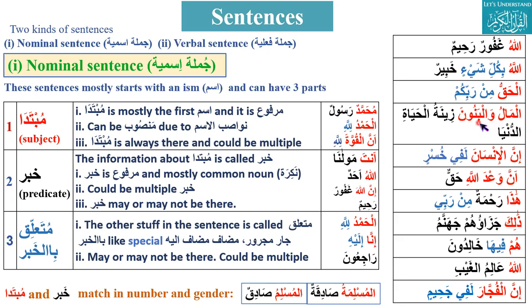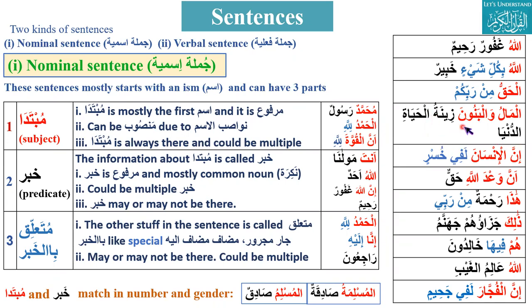Can you please explain this ayah according to this? Al malu wal banuna zinatul hayatid dunya. I don't know banoon. Banoon means sons. Mal means wealth. So wealth and sons are the beauty of worldly life.